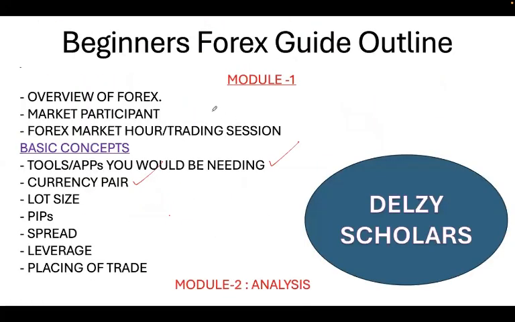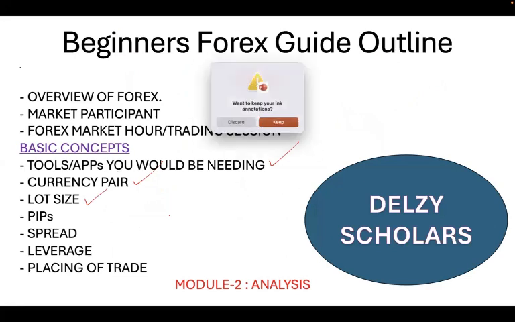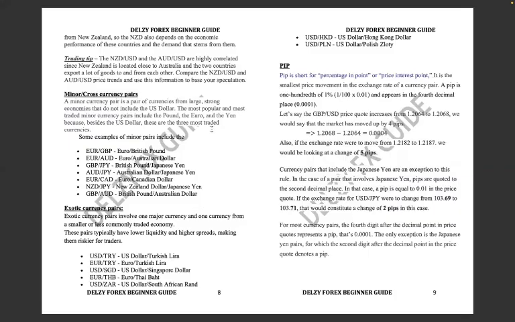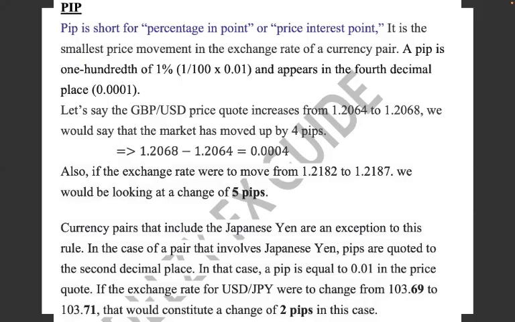So we are done with lot size. Now let's talk about pips. Pips is basically a short form, an acronym for points in percentage, or percentage in points. It is the smallest price movement in an exchange rate of a currency pair.